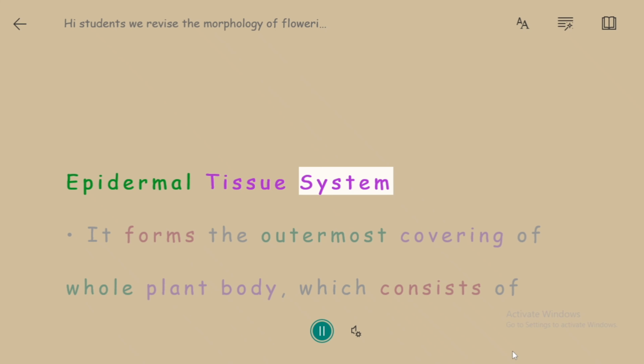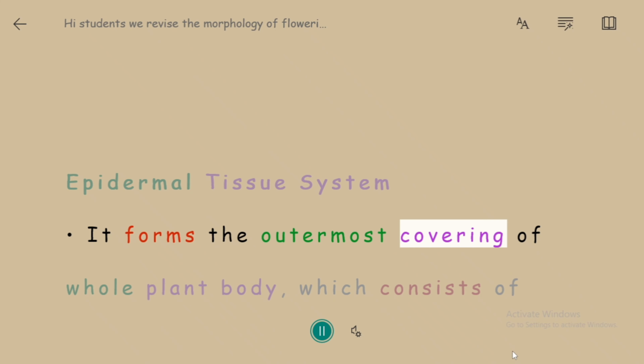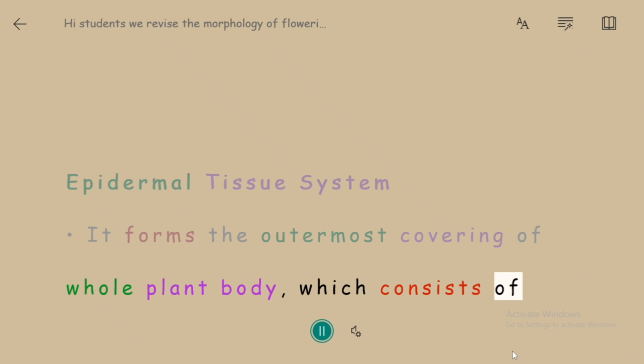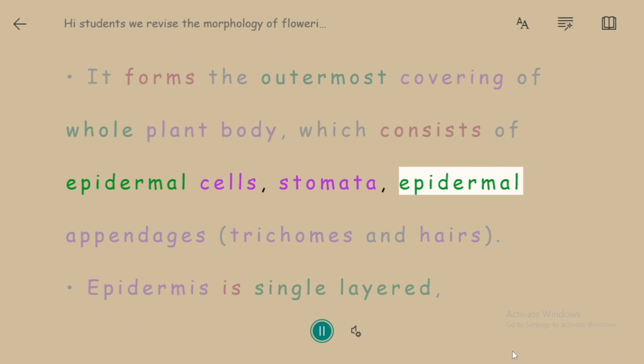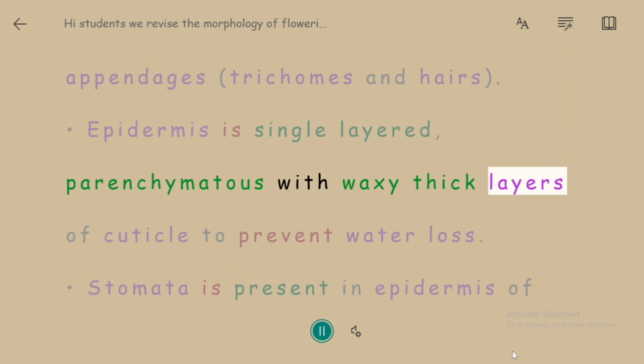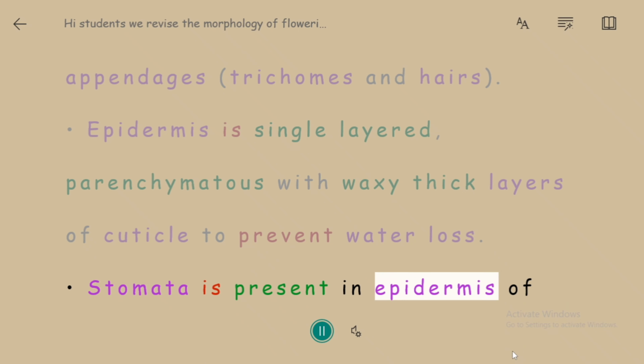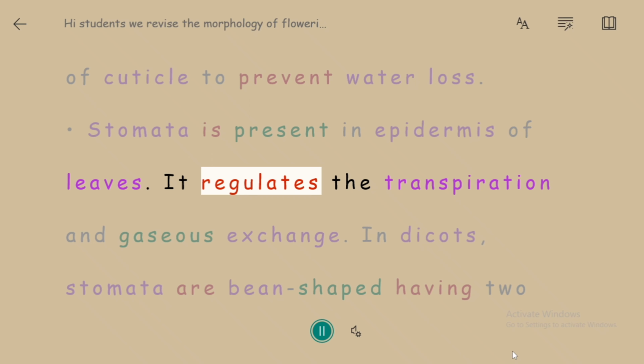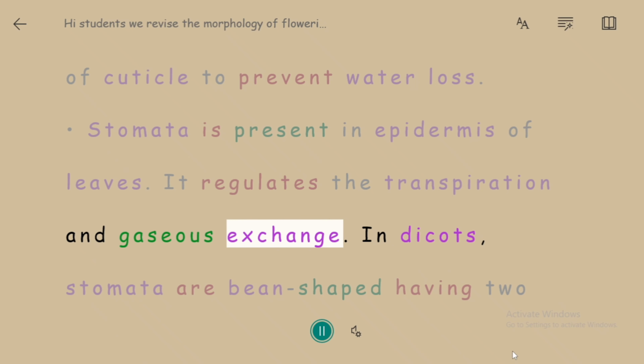Epidermal tissue system. It forms the outermost covering of the whole plant body, which consists of epidermal cells, stomata, epidermal appendages, trichomes and hairs. Epidermis is single-layered, parenchymatous with a waxy thick layer of cuticle to prevent water loss. Stomata are present in the epidermis of leaves. They regulate transpiration and gaseous exchange.